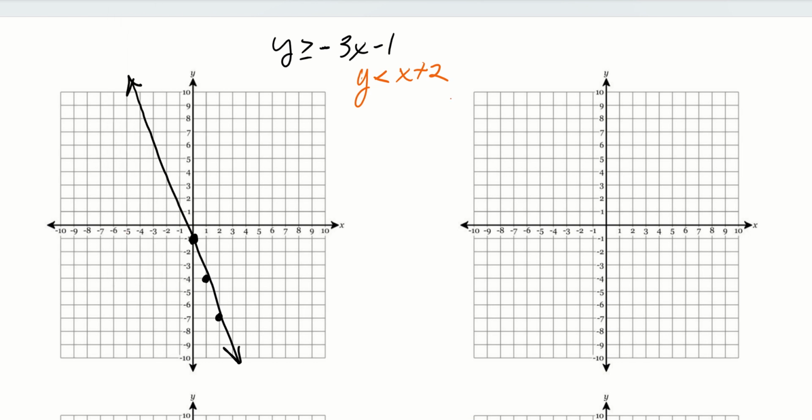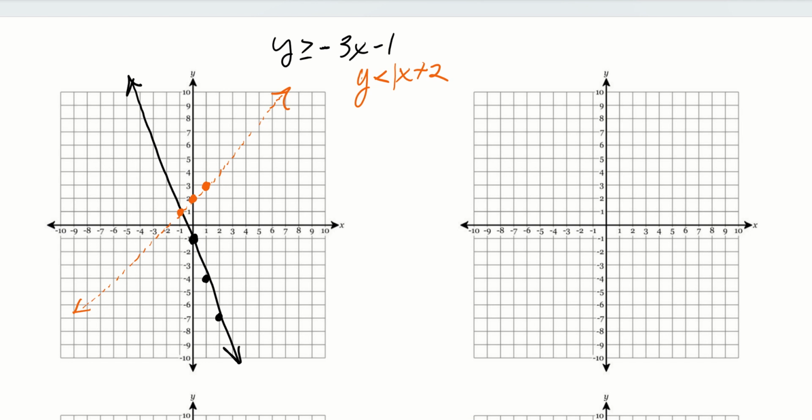I'll draw my boundary line for y is less than x plus 2. So my y-intercept is positive 2. And my slope is 1 because there's essentially an invisible 1 in front of this. So I'm going to go up 1 over 1, and I can go down 1 over 1 just to give us an extra point. Because it's y is less than, not less than or equal to, we need to draw a dotted boundary line because this boundary line isn't actually included in that inequality.